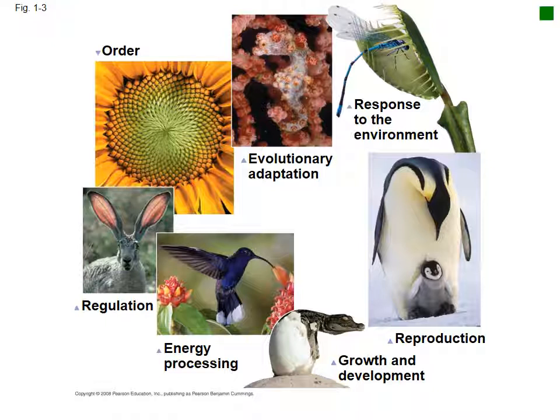Then everyone knows that this is a jackrabbit. Where would you see a jackrabbit? In the desert. In the desert the temperature is very, very high, so you can get heated up. And if you want to regulate your body temperature, you have to give away that heat.